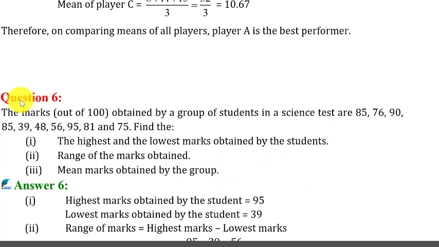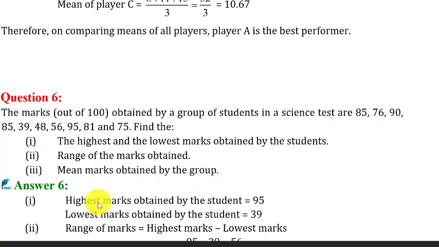Next, we move to question number 6. The marks out of 100 obtained by a group of students in a science test are 85, 76, 90, 85, 39, 49, 48, 56, 95, 81 and 75. Find the highest and the lowest marks obtained by the students, the range of the marks obtained, and the mean marks obtained by the group.